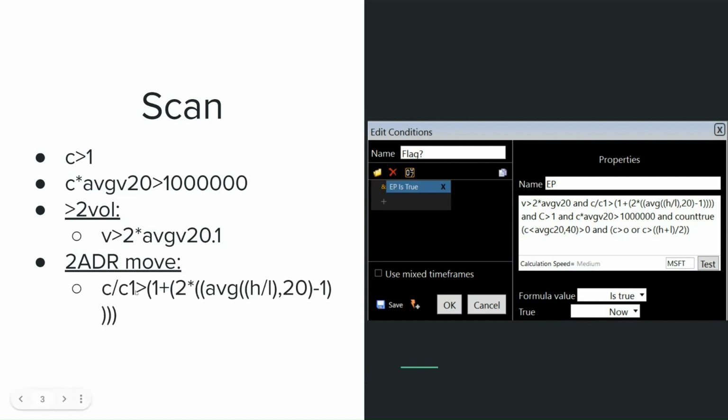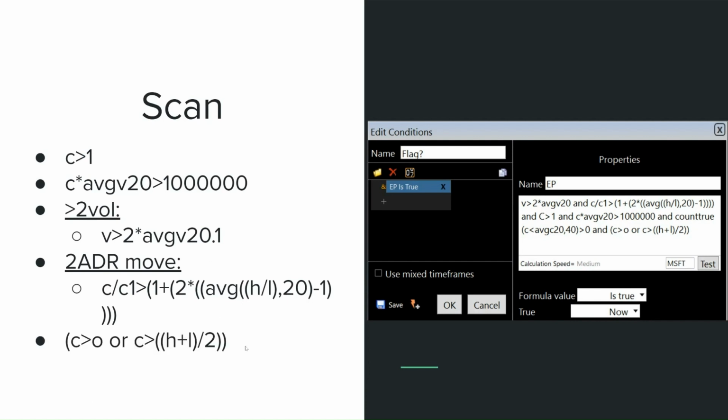So the scan and the formula for this is C by C1, which is showing me the percentage change today, is greater than 2 times the average ADR. That's the formula for ADR. And these are just simple mathematical operators. And if you work out the formula, then you'll figure out why these are needed. And if math is not your strong suit, then trust me on it.